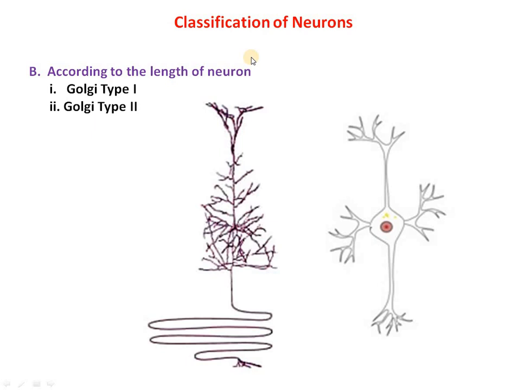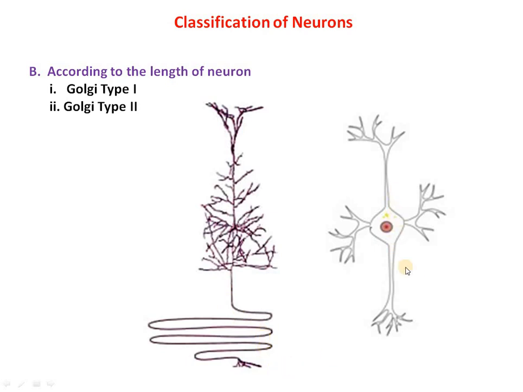Neurons can also be classified on the basis of the length of their axons. On this basis, neurons can be classified into 2 types. Number 1 is Golgi type 1, which has a longer axon, and number 2 is Golgi type 2, which has a shorter axon. The Golgi type 1 neurons are responsible for traveling a longer distance and thereby sending the stimulus to a distant region.